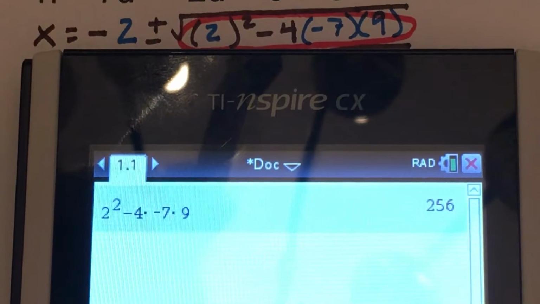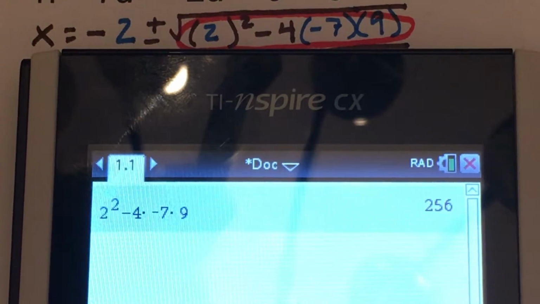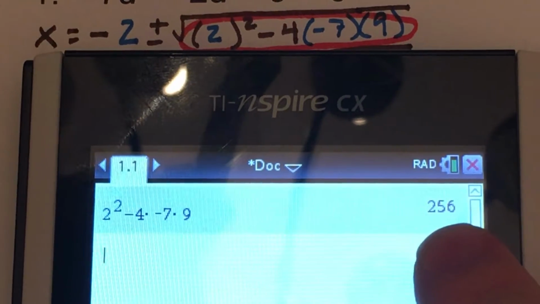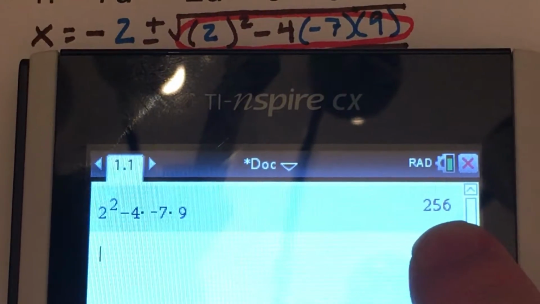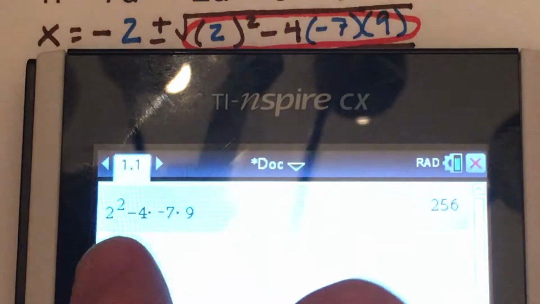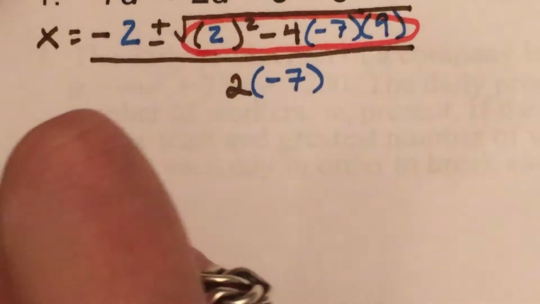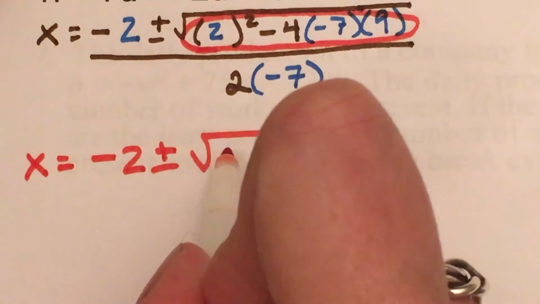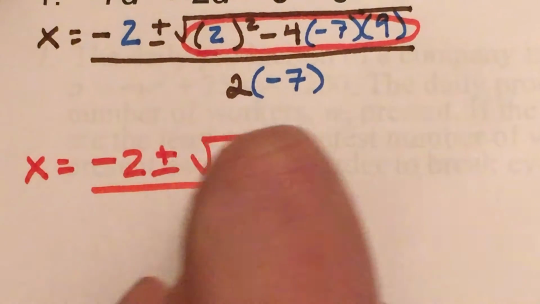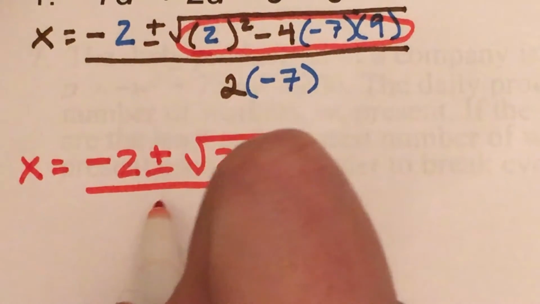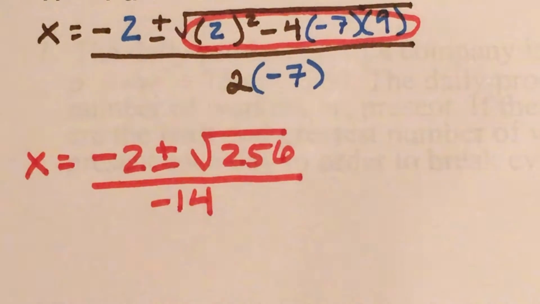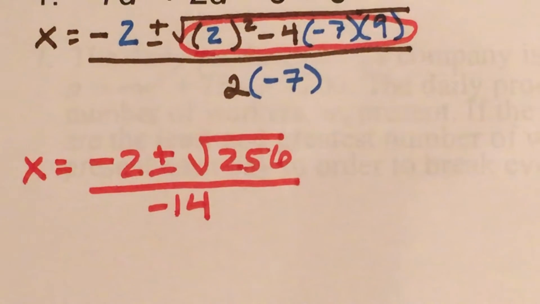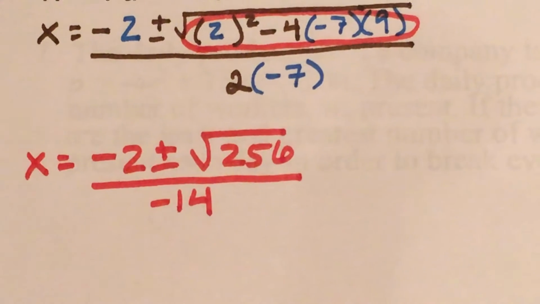Man, 256. That is something huge. Okay? So this is now what goes inside of the square root. This 256 came from all of the guts. I'm glad we didn't have to work that out by hand. -2 plus or minus the square root of 256 all over -14, because 2 times -7 is -14. So I really need you to be careful with your spacing and your handwriting and keeping things neat and tidy.